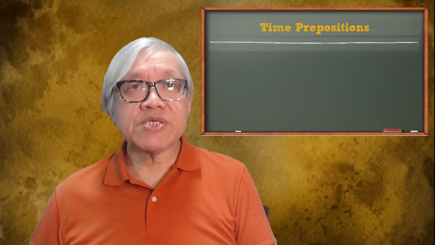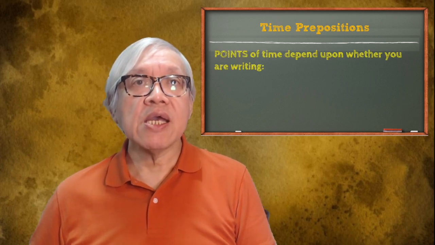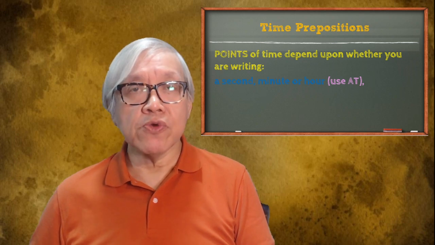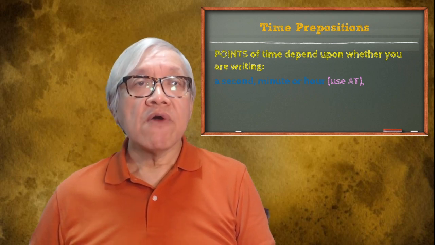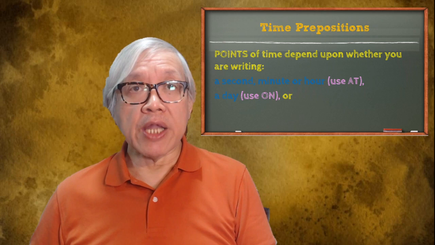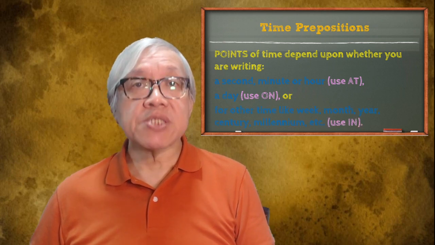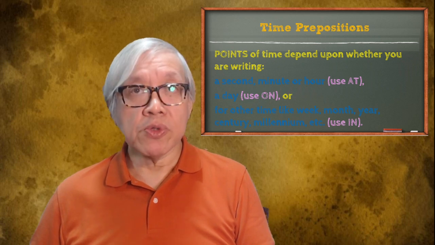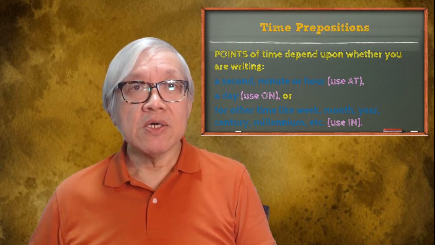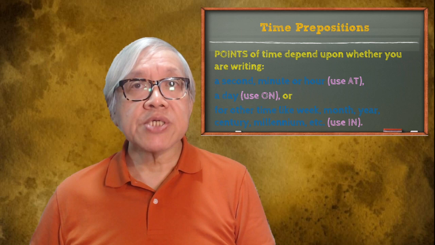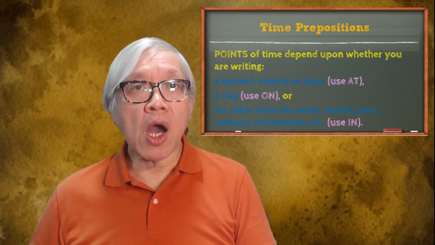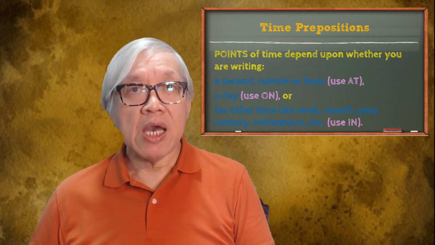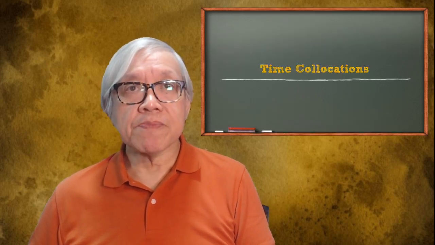Points of time depend on whether you are writing a second, a minute, or an hour. In that case, you use at. For a day, you will use on. Or for other times like week, month, year, century, millennium, you will use in. So hourly ones are at, day ones are on, everything beyond a day is in. So here are some time collocations.